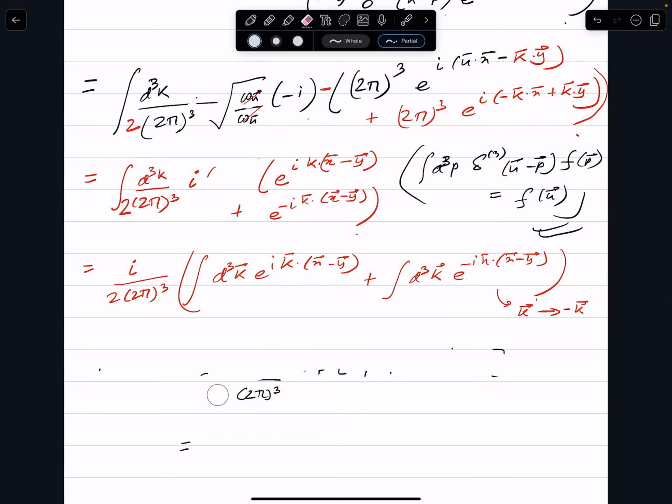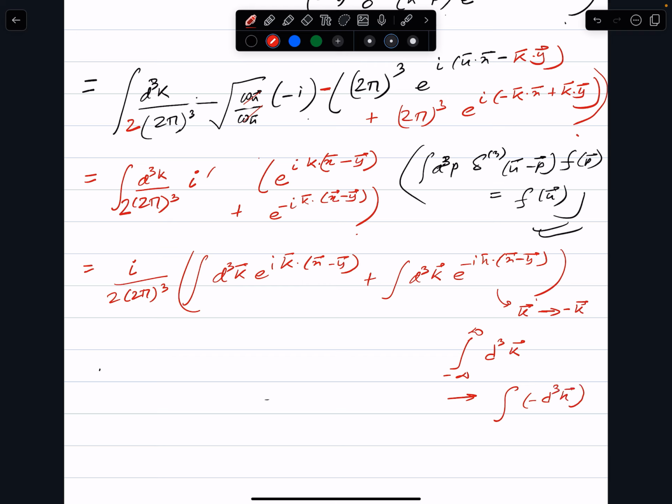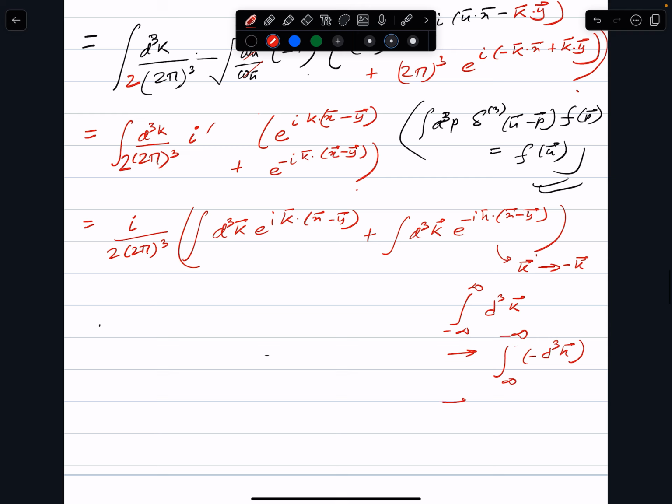If you take k goes to minus k, you start with minus infinity to infinity d3k. This is something we did before. This becomes minus d3k, but also the endpoints flip, because now it is minus infinity to infinity. When you put it back by taking another minus sign, you get the same thing. So this whole thing remains the same after the sign change. Is this clear?